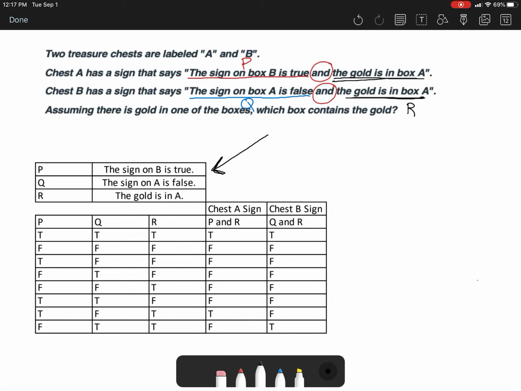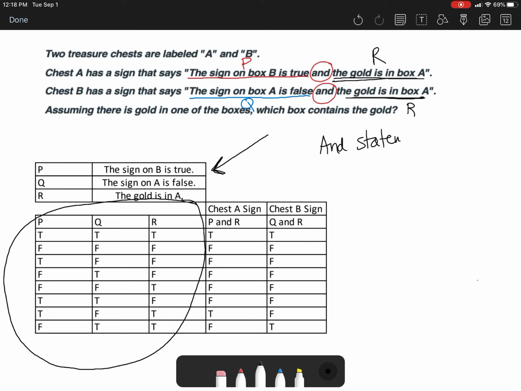gold is in A. Okay, so we have three separate statements, and so I have made a truth table with those three separate statements here, and I have made every possible combination. And then I've also made columns that represent the actual signs, so the and statements. So the sign on chest A would be P and R, because this statement is R. And the sign on chest B would be Q and R.